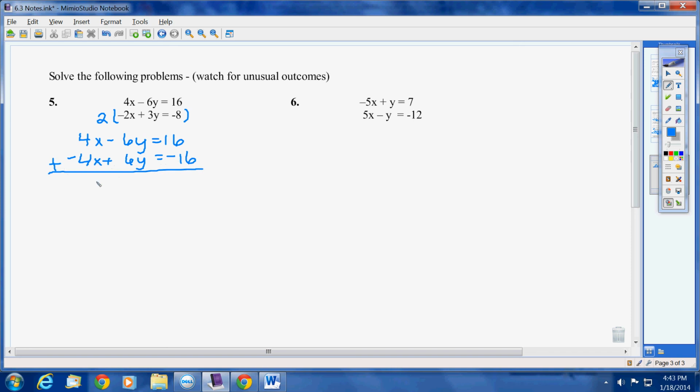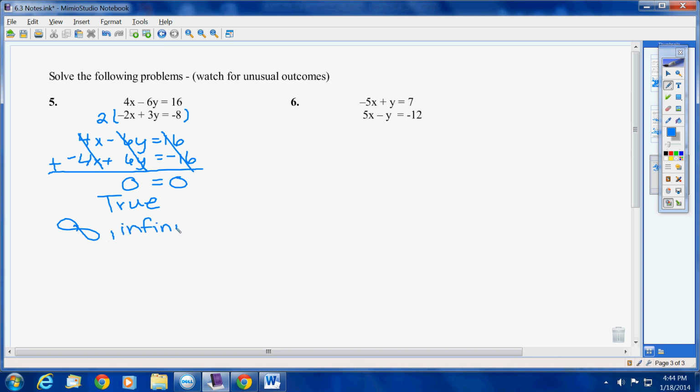Now I'm going to add them together. That cancels out and gives me 0. That cancels out and gives me 0. So I'm left with 0 on the left side. And this cancels out and gives me 0. Well, that means it's true. And when it's true, my solution is infinite. I have an infinite number of solutions. That meant it was those coinciding lines.